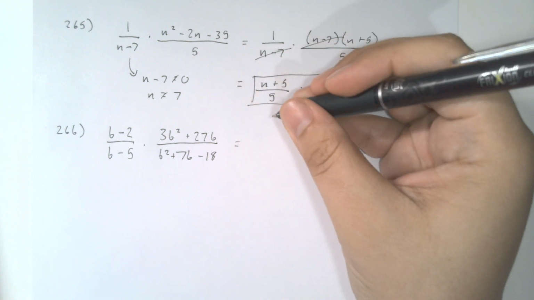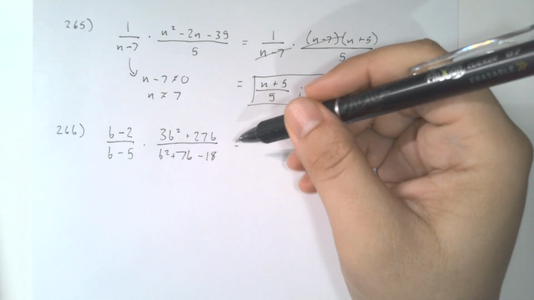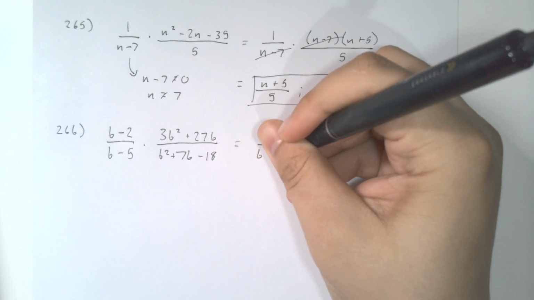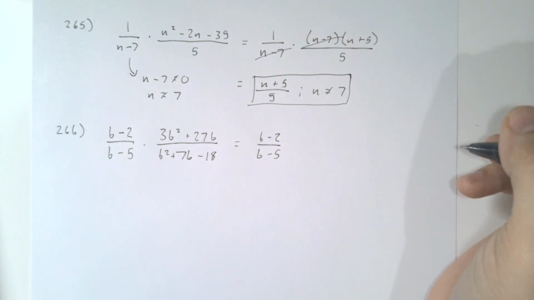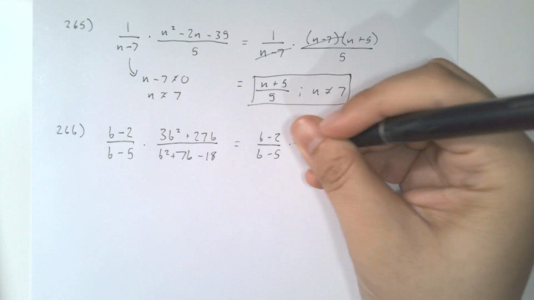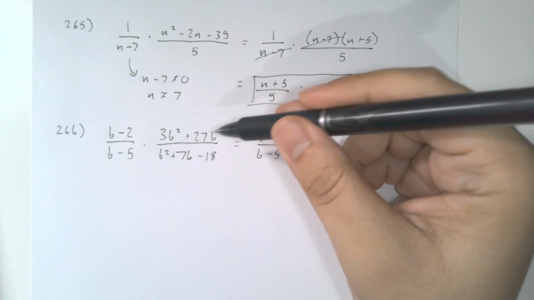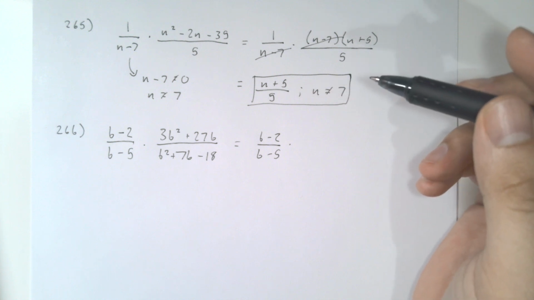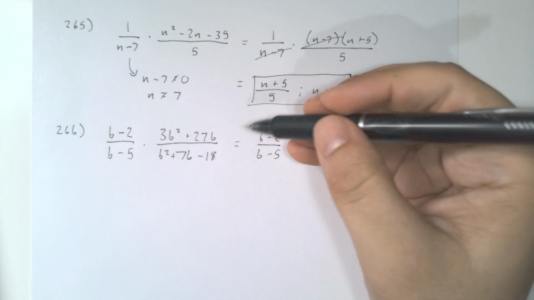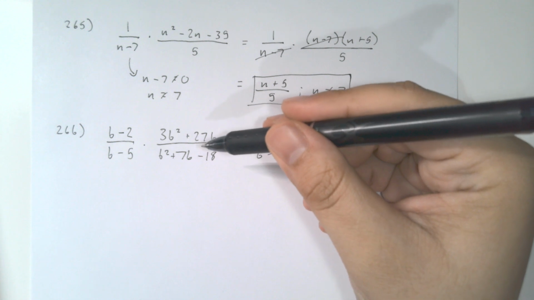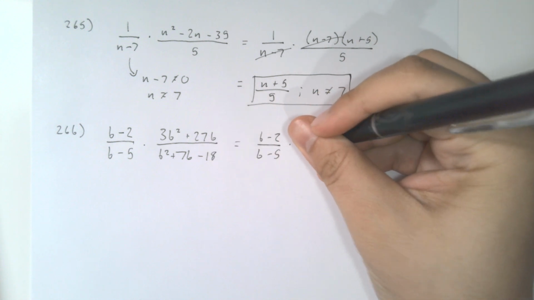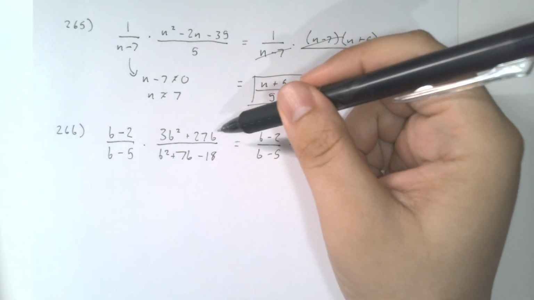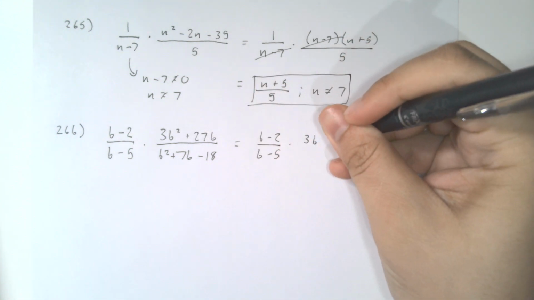But let's see what we can do with this fraction over here. I'm just going to rewrite the b minus 2 over b minus 5 because we can't simplify it. But what about the numerator of the fraction on the right? Well, the greatest common factor between 3 and 27, that would be 3. And the greatest common factor between b squared and b is b.